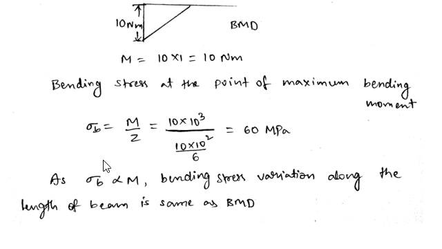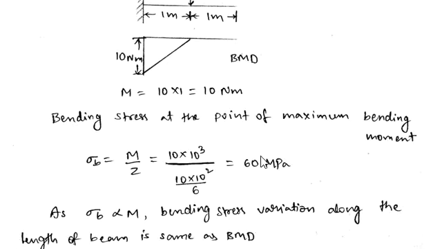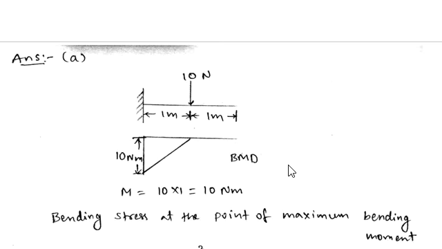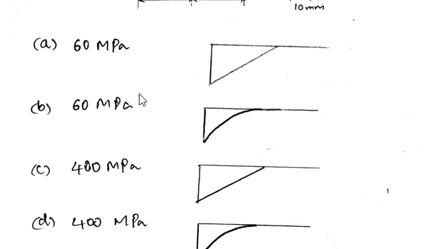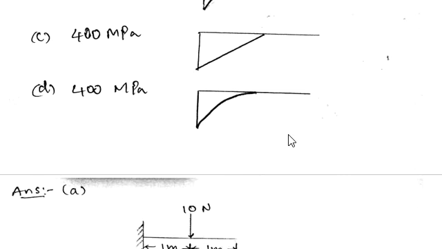From this you can say that bending stress is directly proportional to bending moment. So the variation of bending stress along the length of the beam is the same as the bending moment diagram. In the same manner we get the bending stress variation, and the maximum bending stress is 60 megapascal. So 60 megapascal with linear variation is the right option. Here option A is the right option.